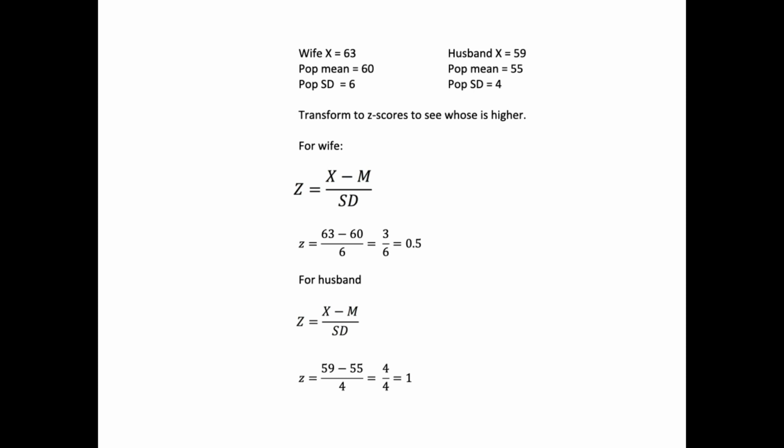So in fact, the man is doing better than the woman because his score is higher above the mean than the woman's is. So he has adjusted better, even though his raw score was lower than the wife's score. And again, this is all because we're computing a Z-score to make a meaningful comparison between the two different populations.